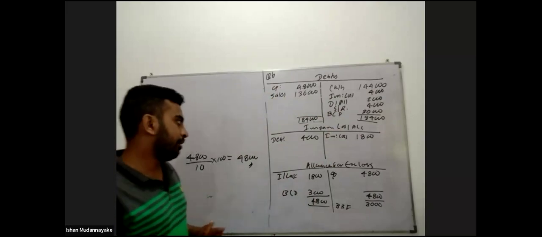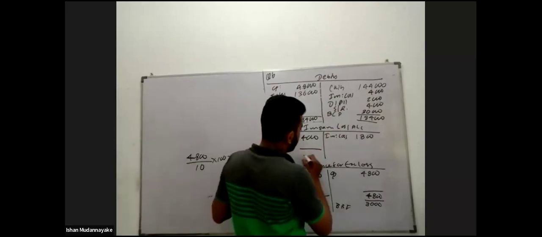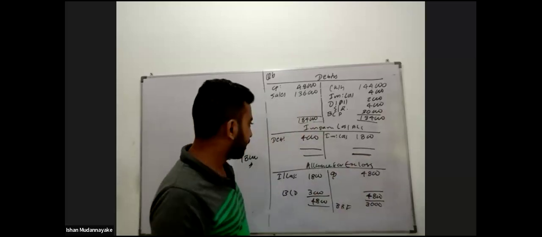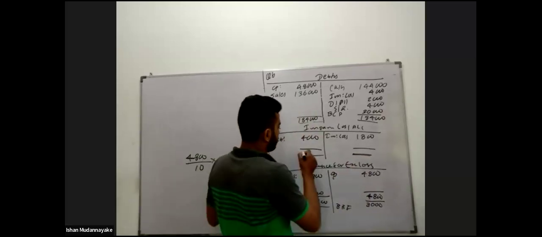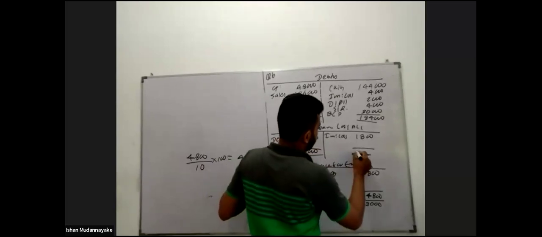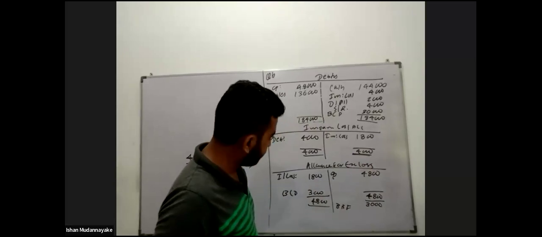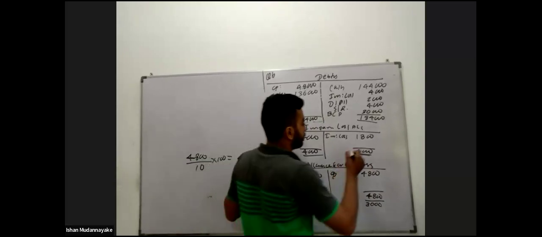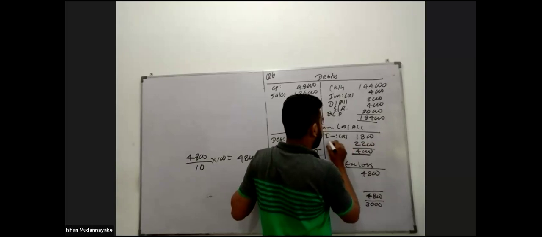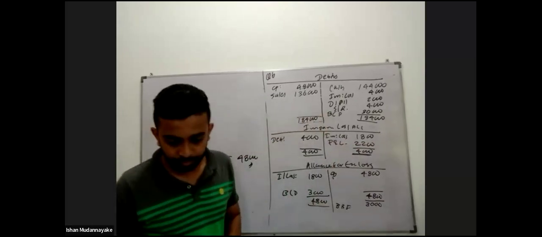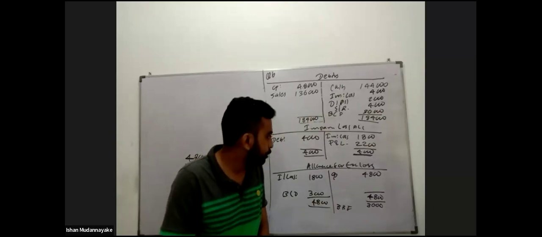Now you can calculate the closing balance that should be transferred to profit and loss. 4,000 minus 1,800, how much? 2,200. 2,200 to profit and loss.